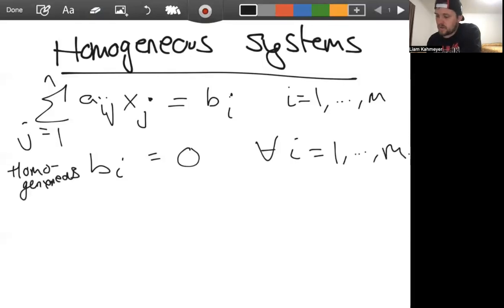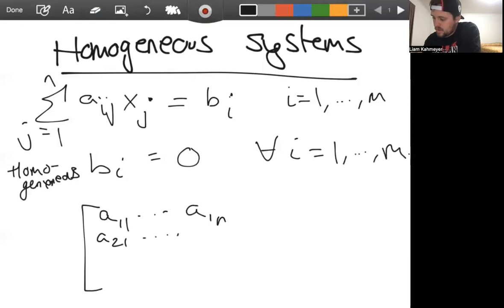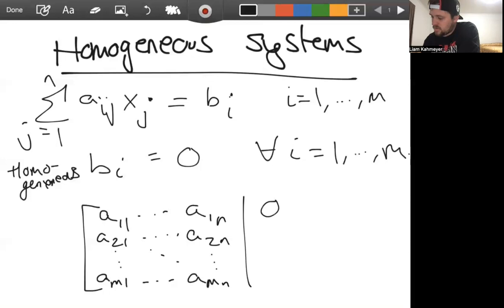Right, and so what this would look like represented as an augmented matrix is we would have our a11 all the way over to a1n, and then we would go a21 to a2n, and then am1 to amn, et cetera, right? But then we just have zeros on the right-hand side of the augmentation.